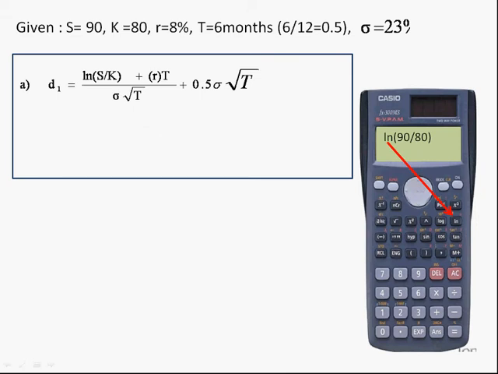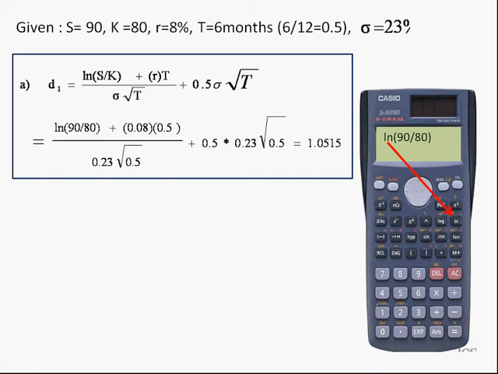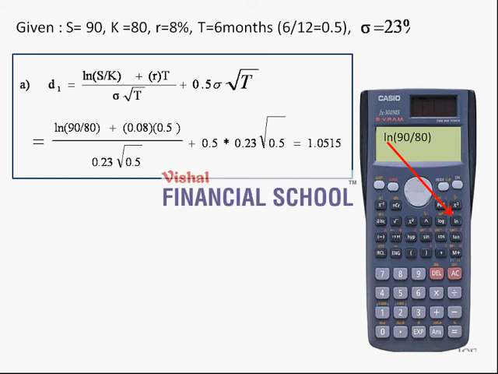The D1 formula is what you have seen. So once we start calculating, we will interpret all these as ln, the log normal, of 90 by 80, plus 0.08, which is nothing but the rate of interest, into T, which is 0.5, right? And the standard deviation is 0.23, that is 23%. So I have taken 0.23 root of 0.5, which is the time, plus 0.5 into 0.23 root of 0.5. So how to calculate ln from your calculator? You have ln here; press ln, bracket 90 divided by 80, enter, or press equal to, and you will get the ln answer, right? So that was very simple for understanding how to calculate D1.